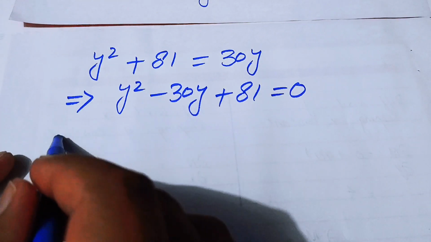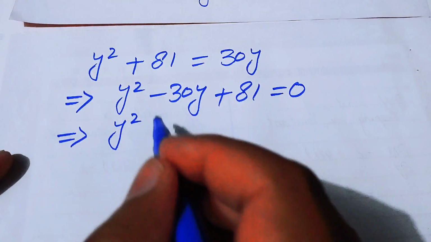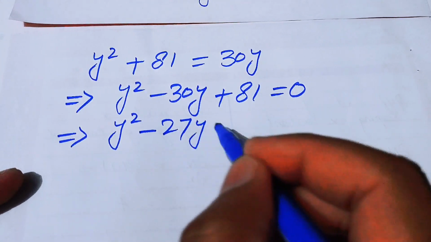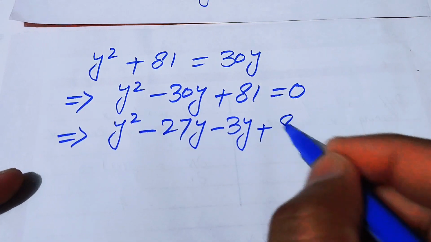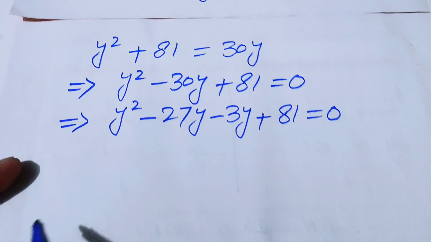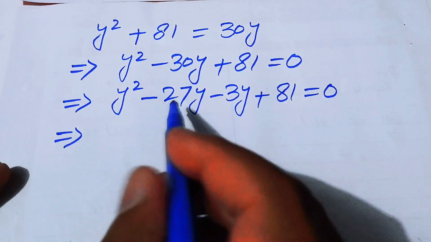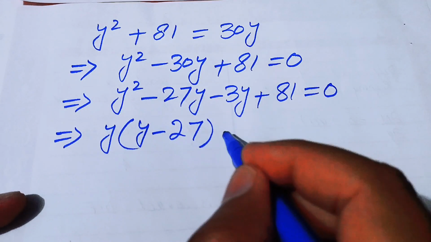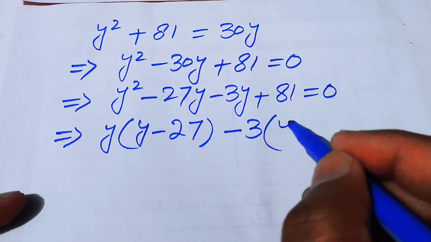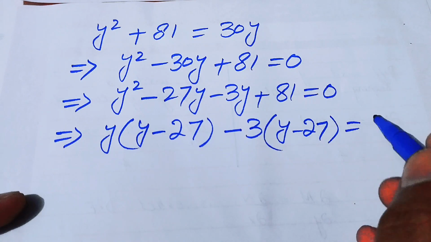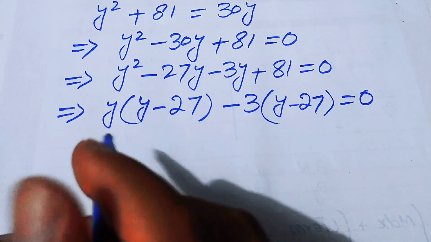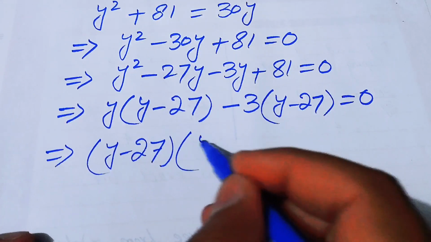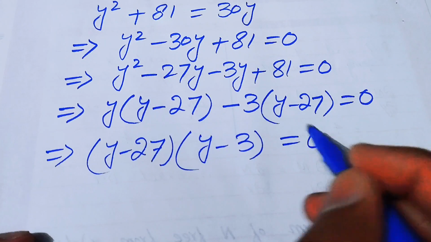So now we make the factorization of this equation. These factors are y square minus 27y minus 3y plus 81 is equal to 0. Here we take common y from the first two terms, and you get y times y minus 27, and here we take common minus 3 and you get y minus 27 is equal to 0. So now we take common y minus 27 from both the terms and you get y minus 3 is equal to 0.